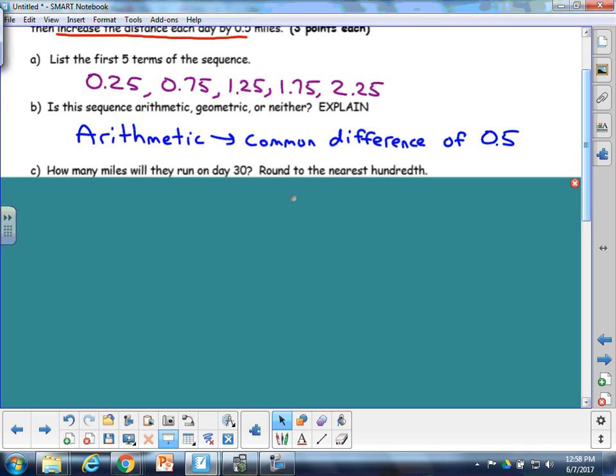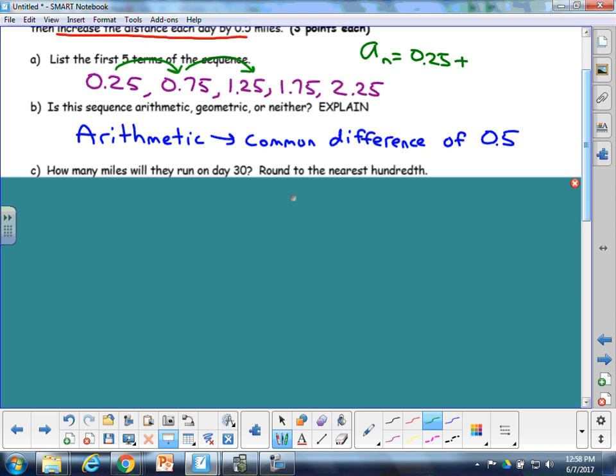Okay, so now how many will we run on day 30? Okay, so we can think about getting ourselves a formula here, and let's kind of derive the formula again. So think about the pattern. We're starting with 0.25, and we are adding, right? So a general formula for the nth term would be exactly that. Start with 0.25. We are adding 0.5.